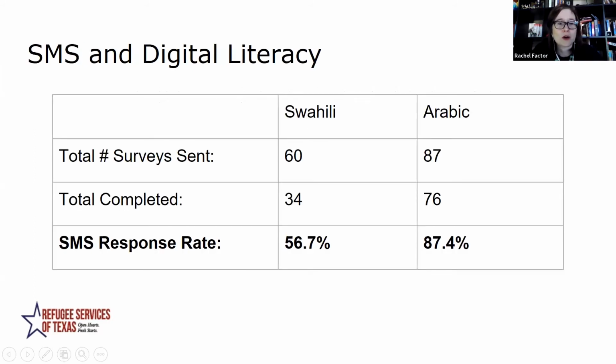So what we found with the SMS responses is that it was probably correlated with digital literacy. And again, digital literacy is the ability to use technology, comfort with technology. So you'll note that we had 56.7% response rate with our Swahili speakers and 87.4% with our Arabic speakers.